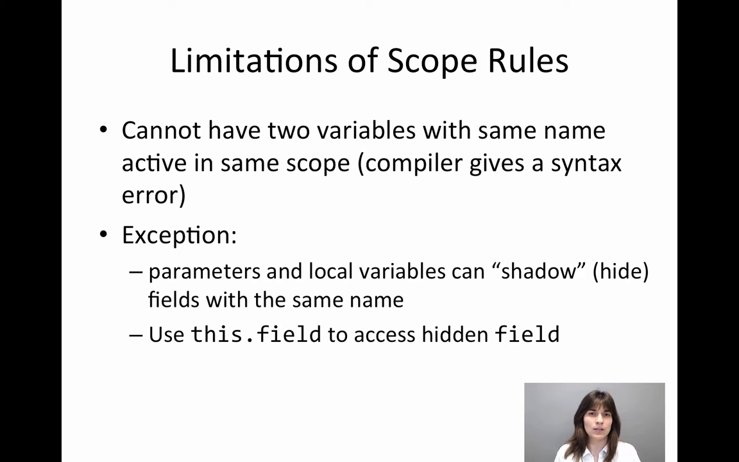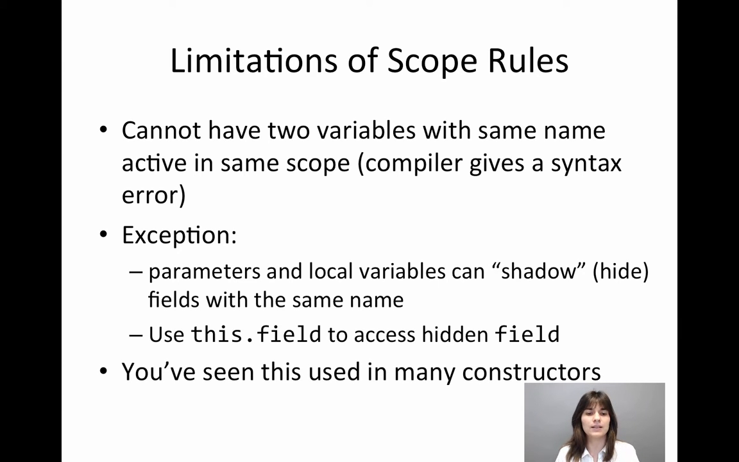Some special cases to keep in mind. We can have parameters and local variables named the same as a field in the class. We say that the field will then be hidden, the parameter or the local variable will be hiding the other variable with the same name. How can we access the hidden variable, the field? By saying this.field. How do we access the parameter or the local variable? By just using the name. This should not be something surprising. You have already used this in many constructors so far.